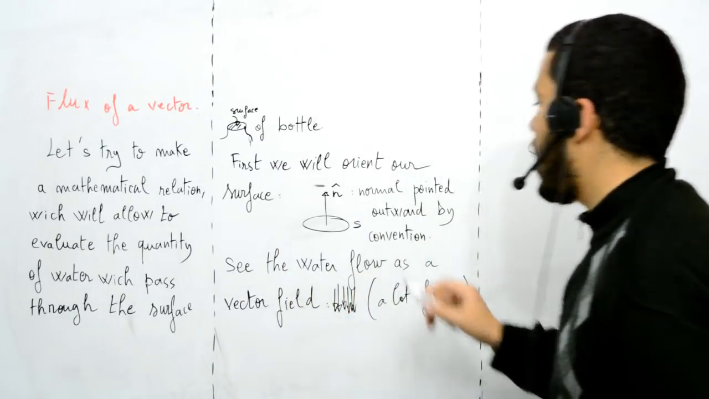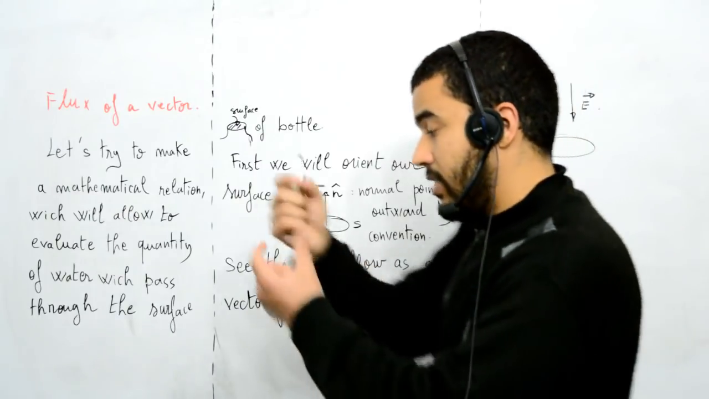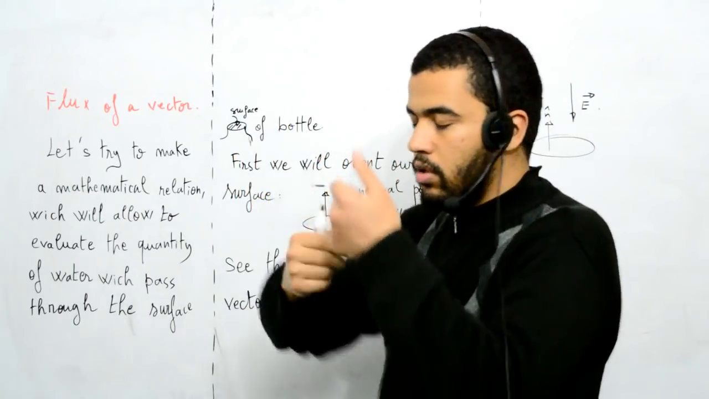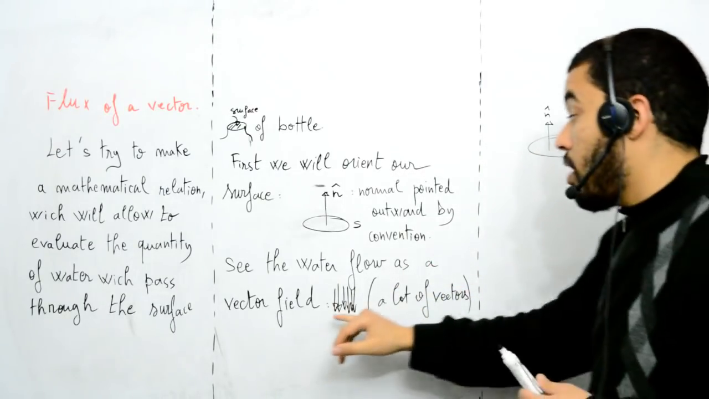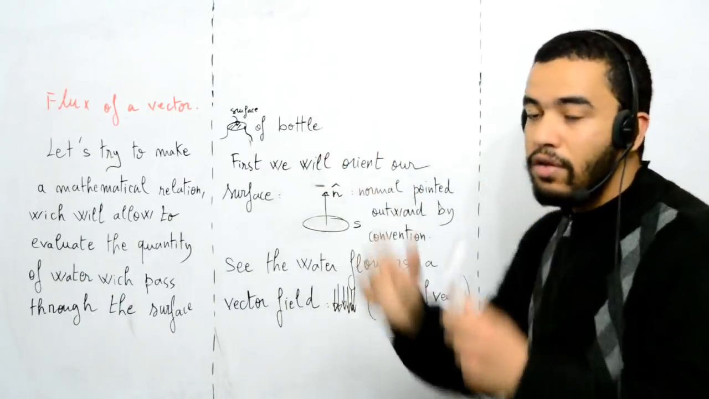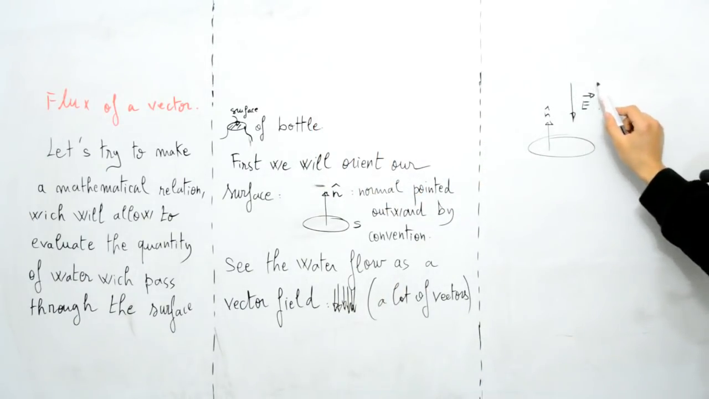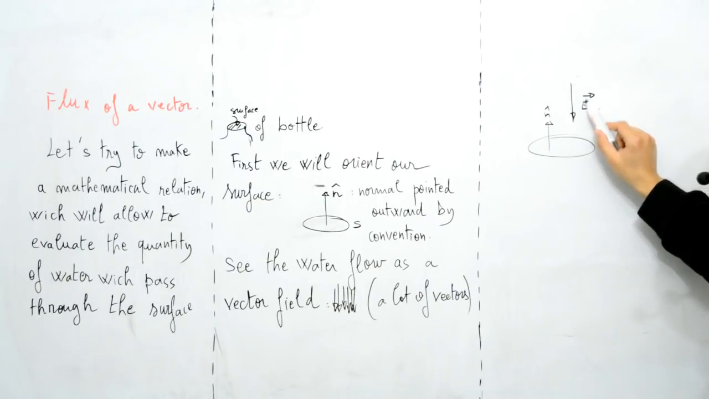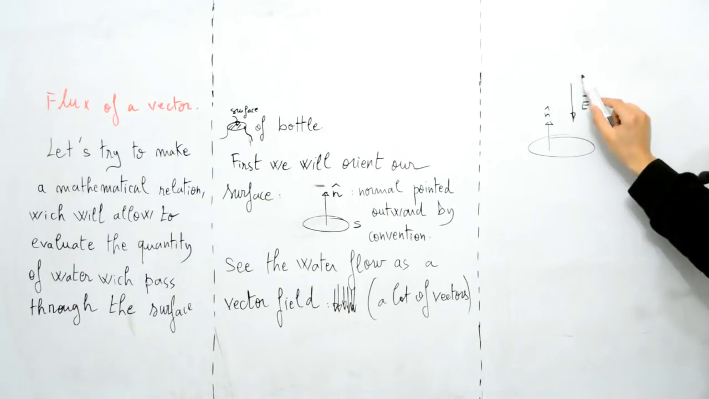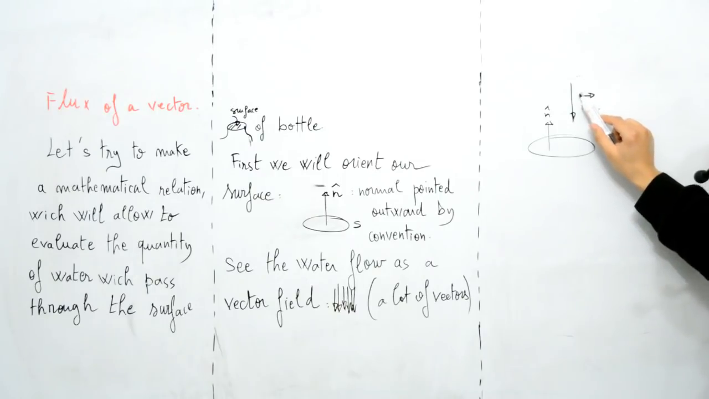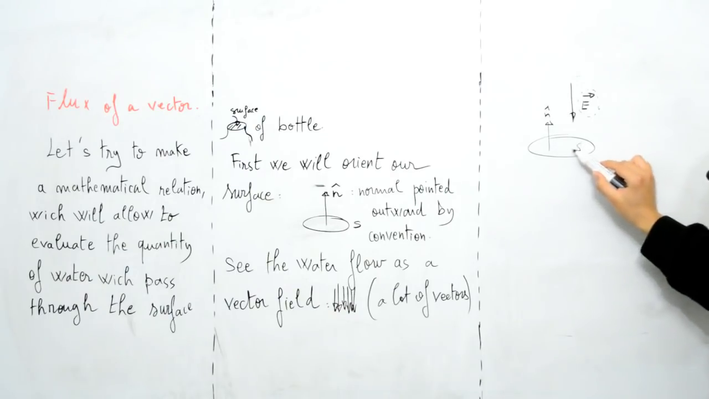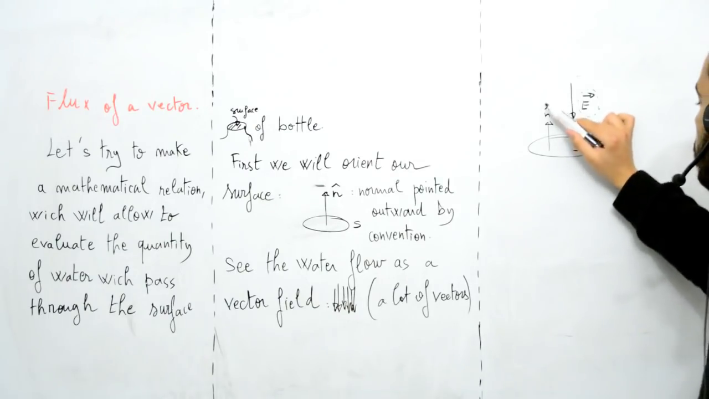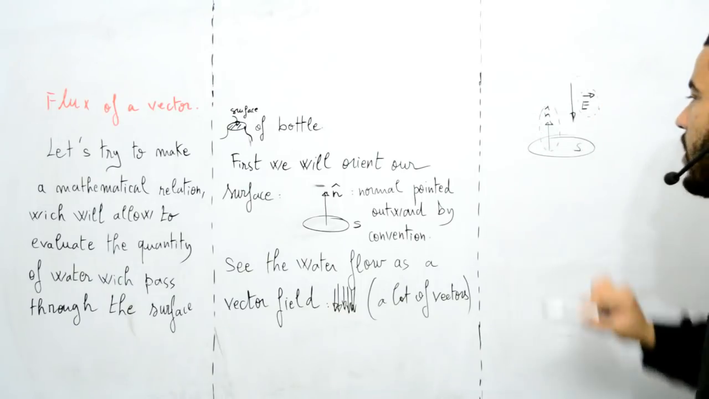See the water flow as a vector field, a lot of vectors. For example, if I consider one of these vectors, E, I have this vector E and I have my surface like this, and my normal vector is like that.